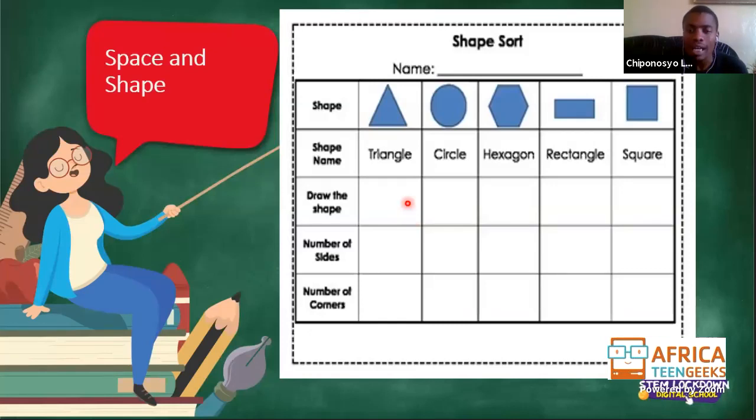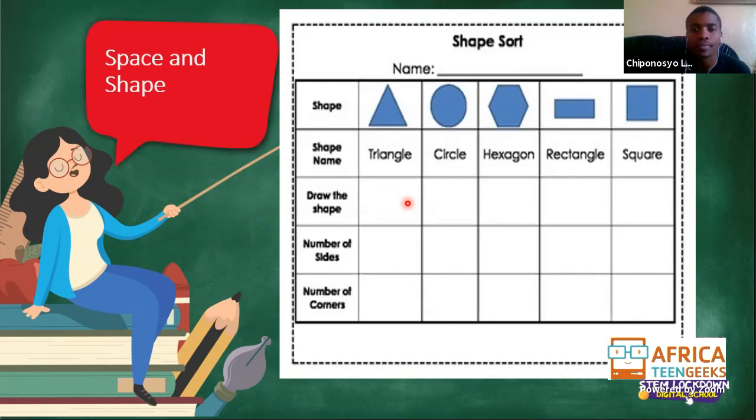What we're looking at now is whether we are able to see how many corners the 2D shape has and how many sides it has. How many corners does it have? How many sides does it have? That's what we are looking at right now.